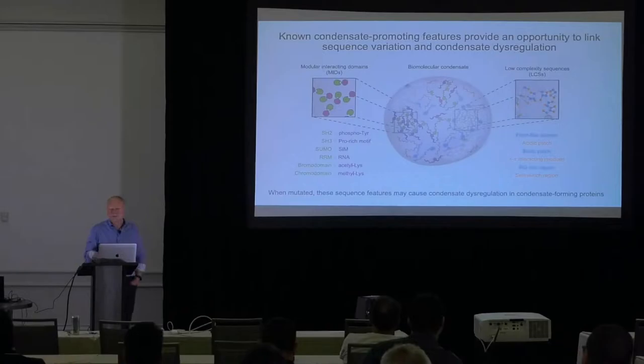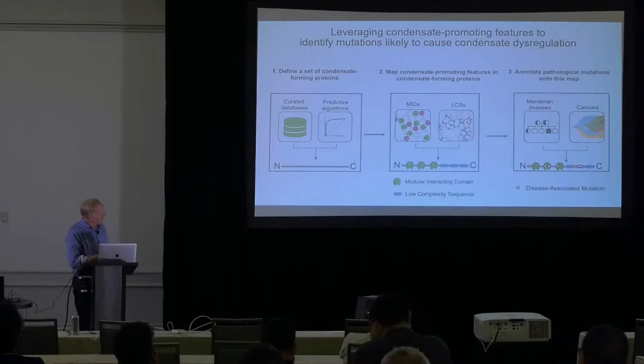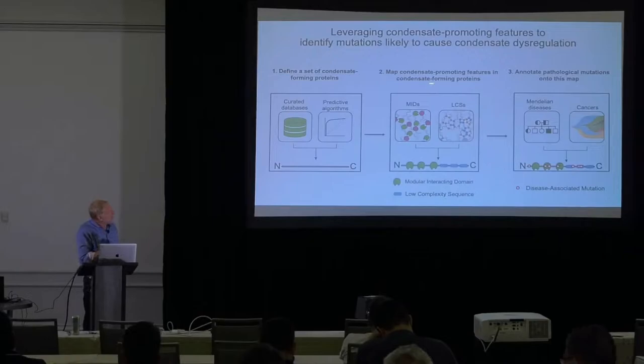And what we hypothesized was that when mutated, these sequence features could cause condensate dysregulation in condensate-forming proteins. And what this team did then was to define a set of condensate-forming proteins using curated databases. For example, the Hyman Lab in Dresden curates one of these, and predictive algorithms that would identify the kinds of sequence features I just discussed. And then what they did was they mapped these features onto condensate-forming proteins. And finally, they took the approximately 300,000 likely pathogenic mutations in clinical databases and mapped those onto the condensate-promoting features in these condensate-forming proteins.